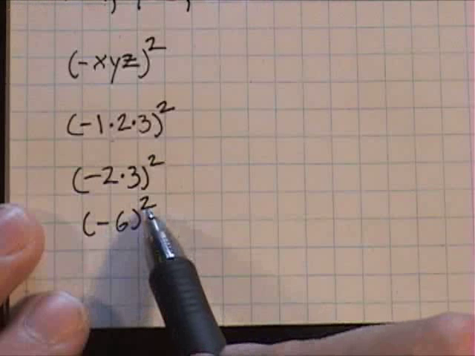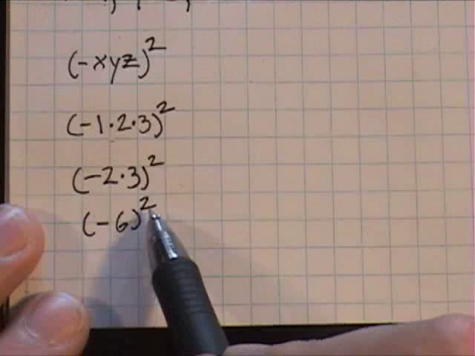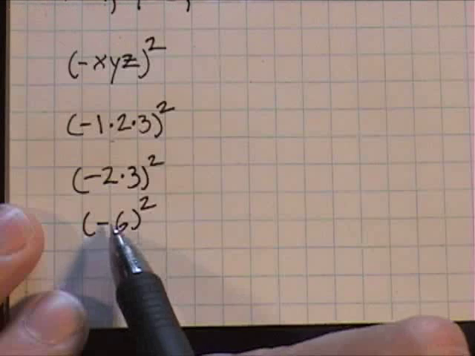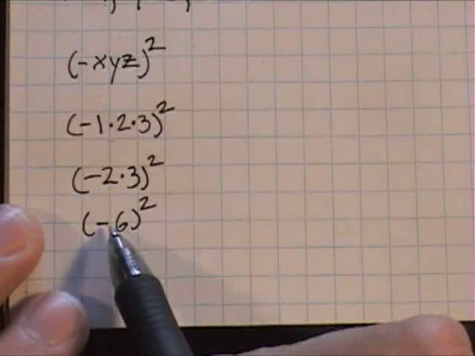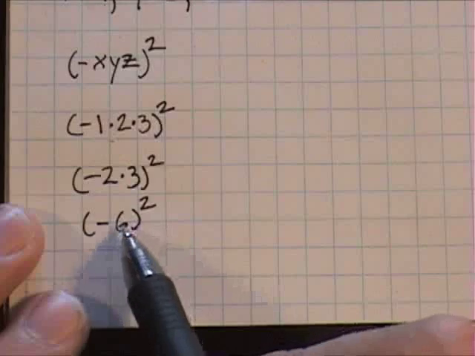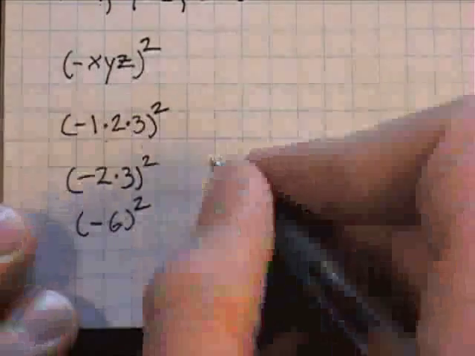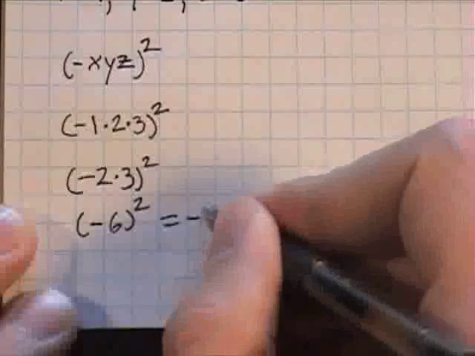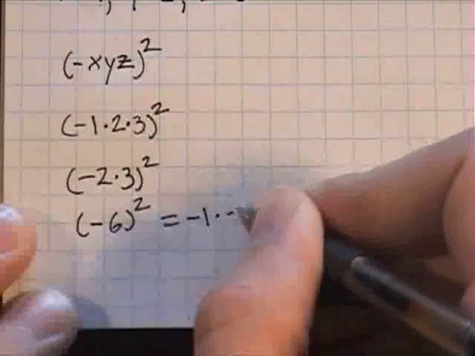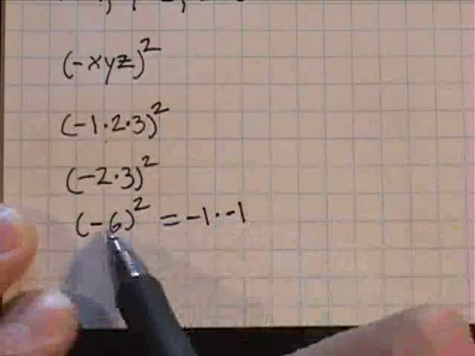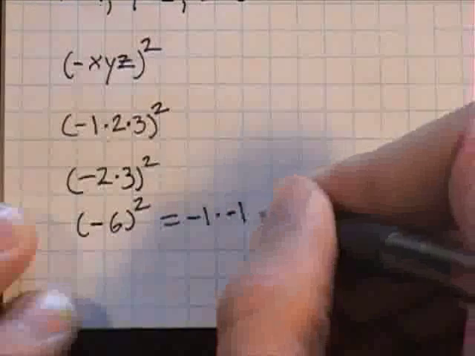So this exponent of 2 is going to apply also to this negative sign. We kind of treat that as a factor of -1, because it's just going to be multiplied by -1 times 6. The -1 appears twice, remember. It's a factor twice, and then we do the 6 twice.